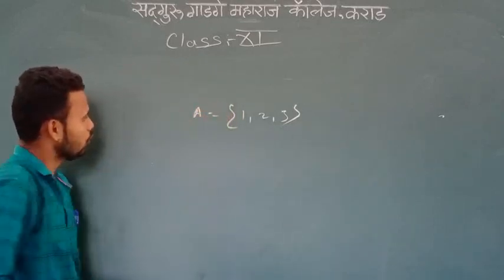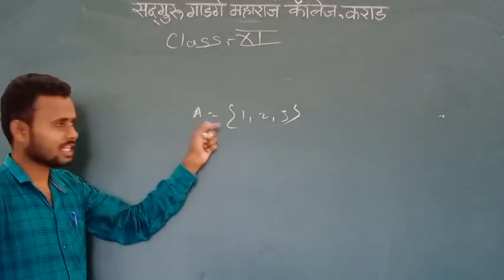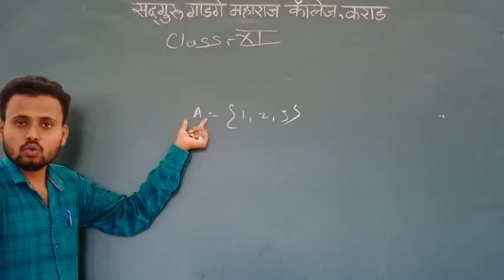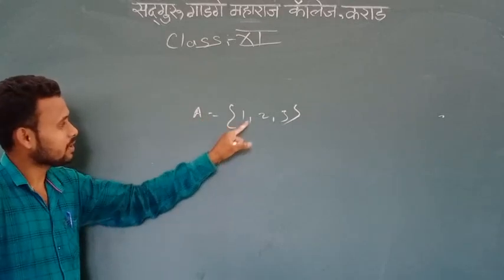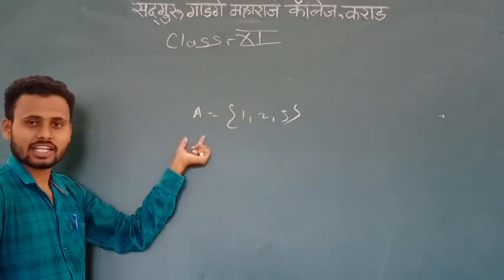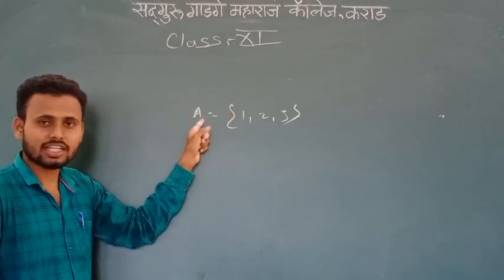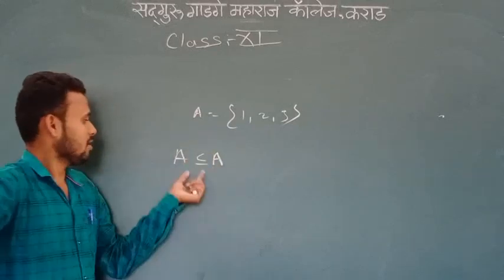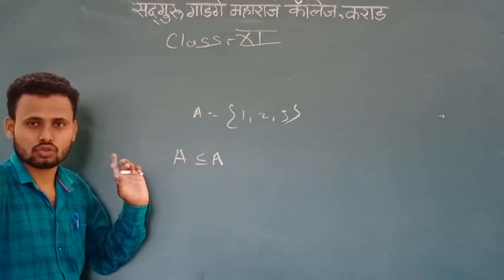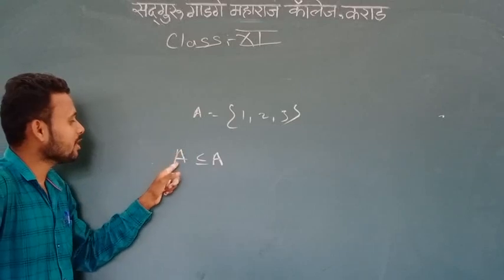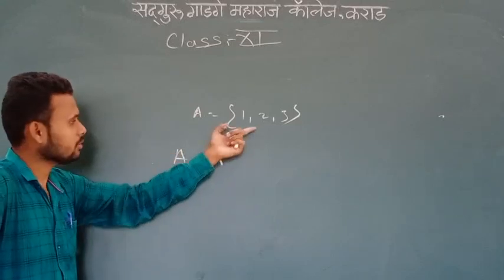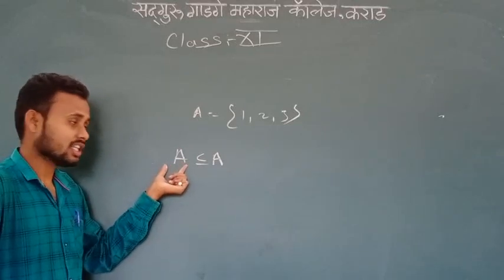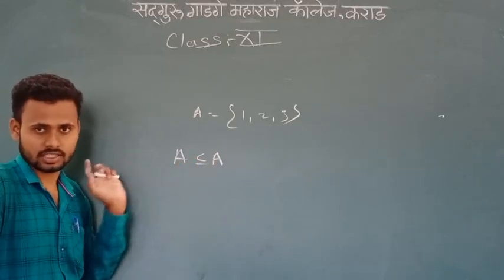Now suppose we have only one set, A equal to the set containing elements 1, 2, 3. One property is that every set is a subset of itself. Every set is a subset of itself means what? A is a subset of A. Every set can be a subset of itself. Why? By the definition of subset, every element of A is also an element of A. It is the same. Therefore every set is a subset of itself.